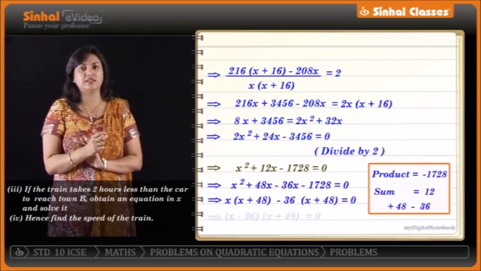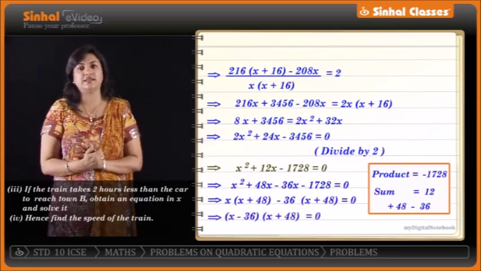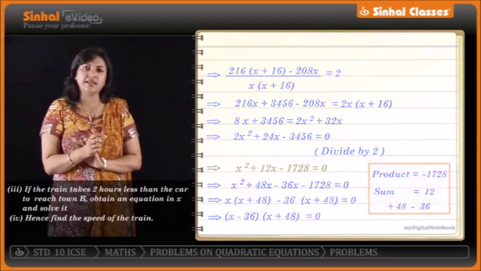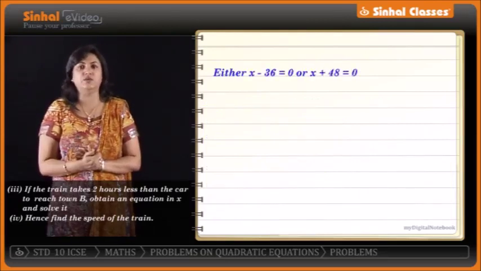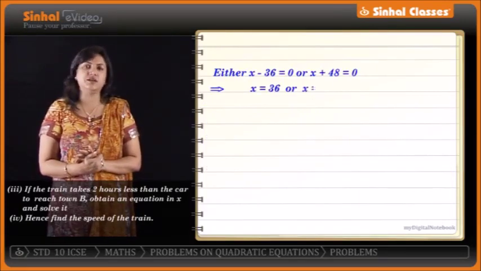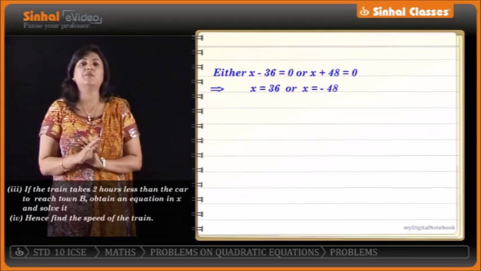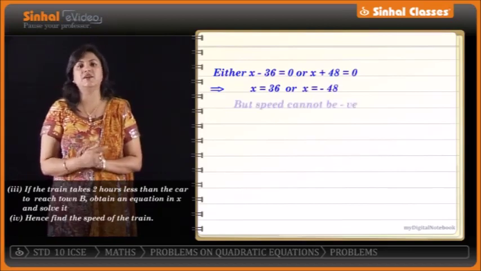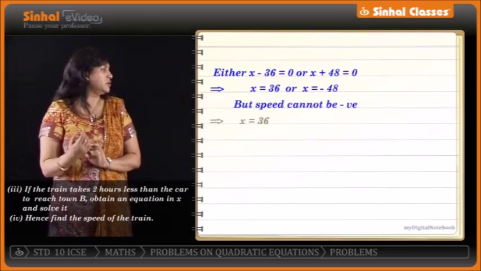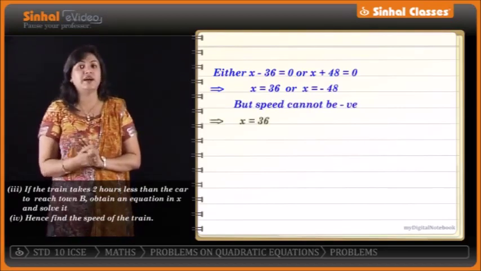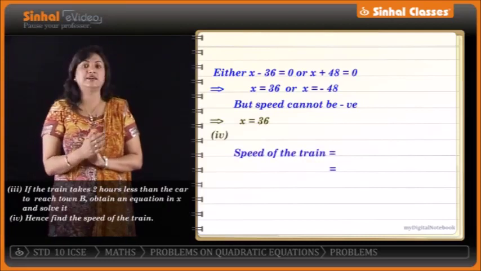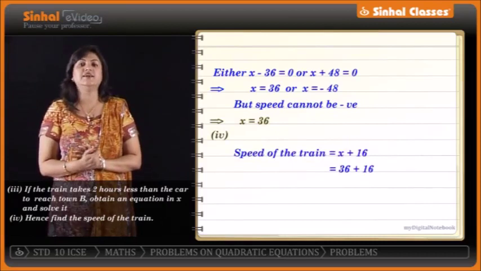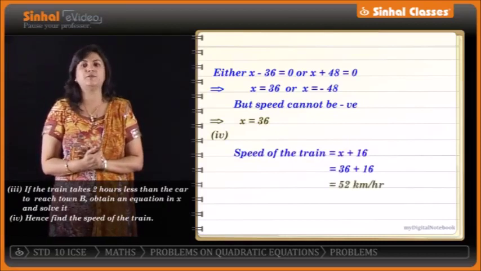So x minus 36 into x plus 48 is equal to 0. So either x minus 36 is 0 or x plus 48 is 0. That is, x is equal to 36 or x is equal to minus 48. But speed cannot be negative. So we have x is equal to 36. Now we are asked, find the speed of the train. Speed of the train will be 36 plus 16, which is 52 km per hour.